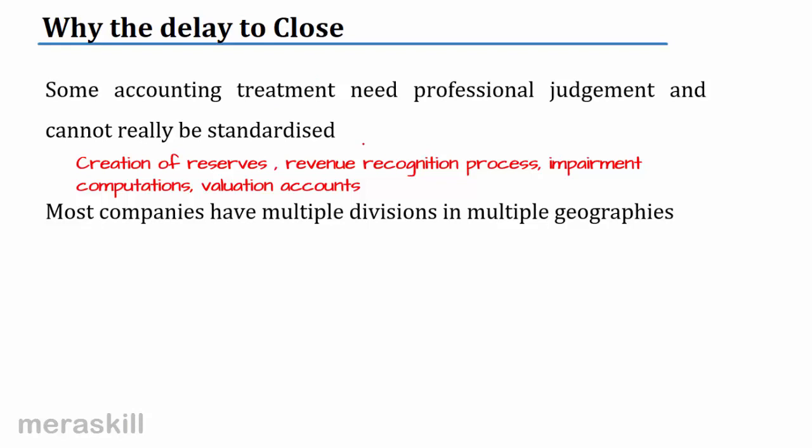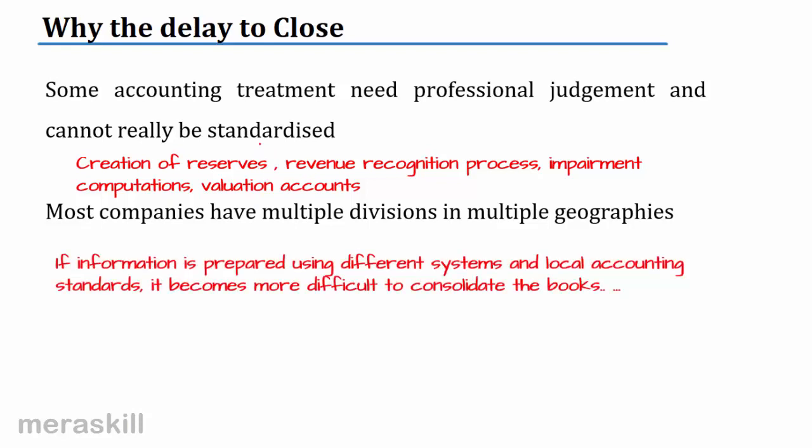Look at some of the areas where you need judgment. Revenue recognition process. What are the impairment computations? Valuation accounts, the provision for bad debts, creation of reserves, how much to be created. If information is prepared using different systems and local accounting standards, it becomes more difficult to consolidate the books. This is what happens when there are account divisions in multiple geographies. Yes or no?